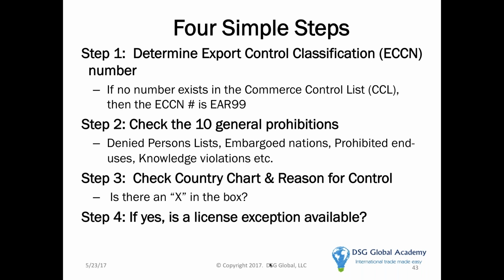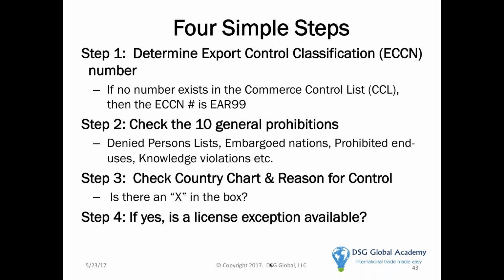Now, if your item is listed in the Commerce Control List and has an ECCN number, there'll be a reason for control listed there. And what you need to do is see if there's an X in the box for the country you want to ship to. Okay, so even if there's an ECCN for your item, and I'm shipping to the Netherlands, it's okay. There's no X in the box for the Netherlands. But if I'm shipping the same product to Riyadh, Saudi Arabia, there's an X in the box. Okay, so that's because of the end destination.